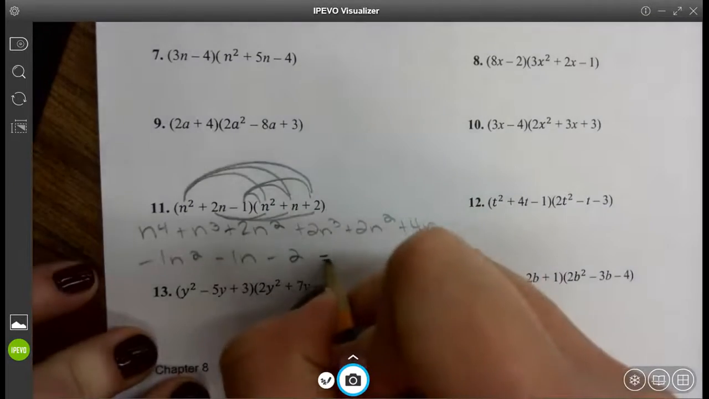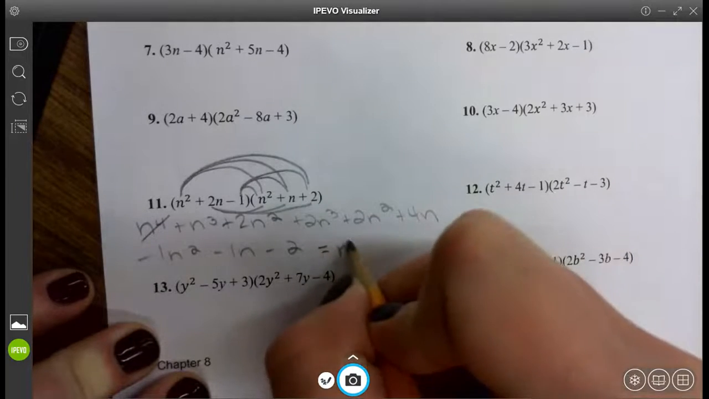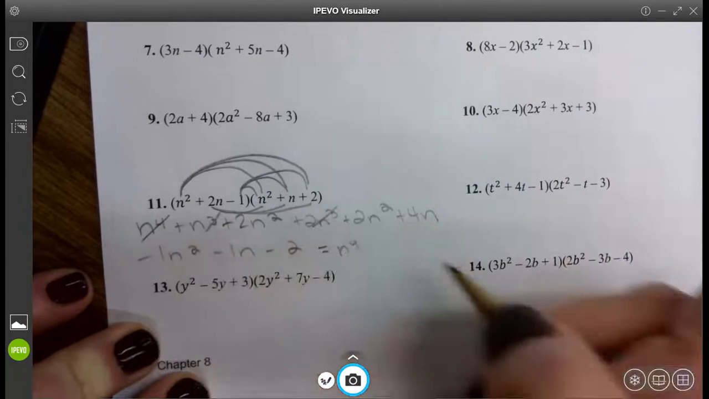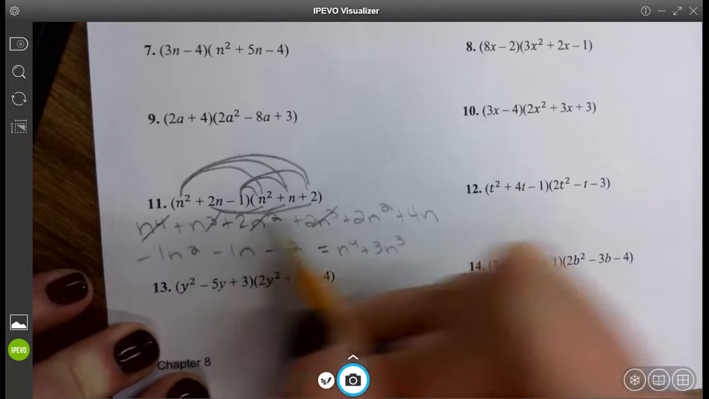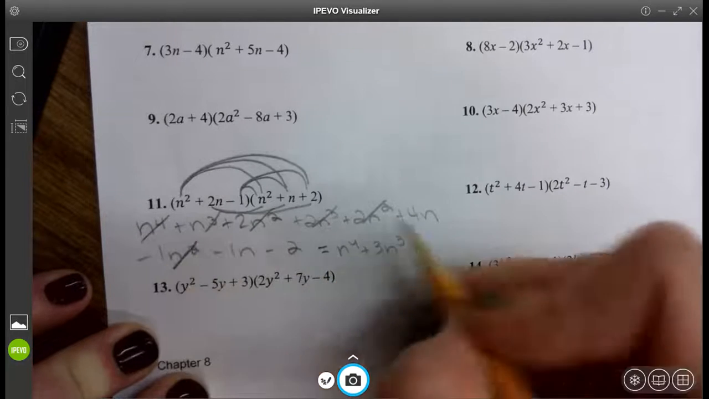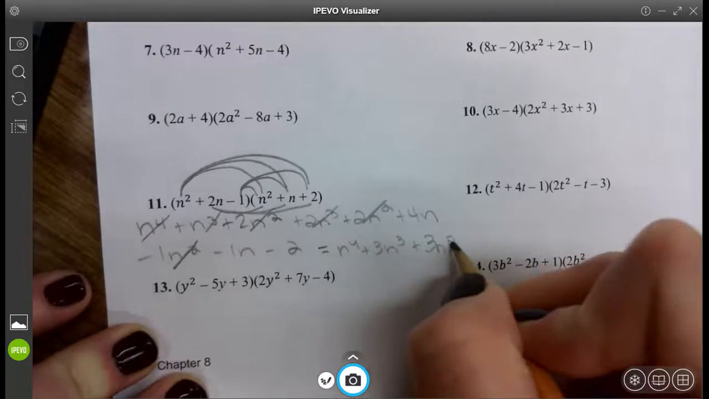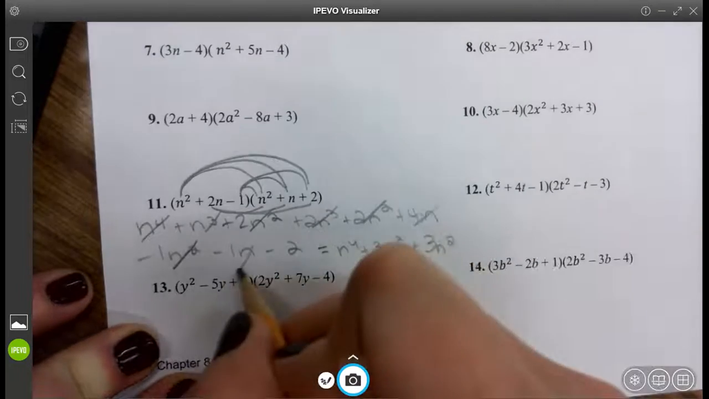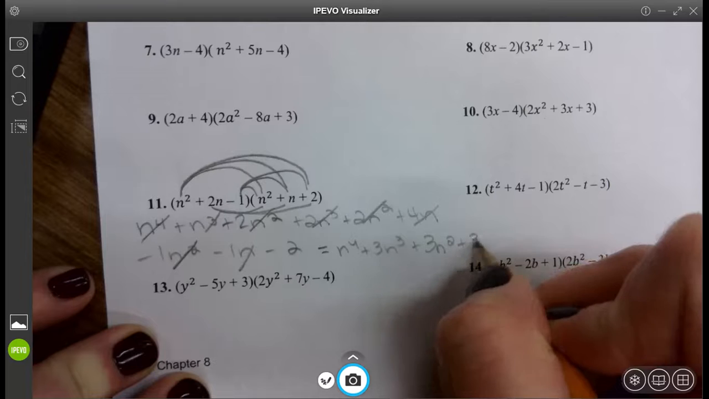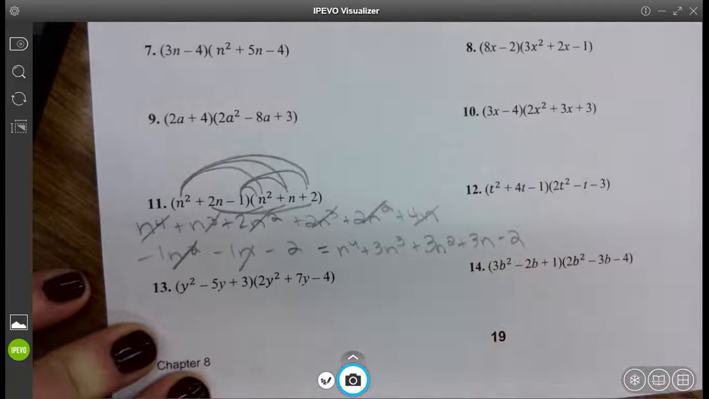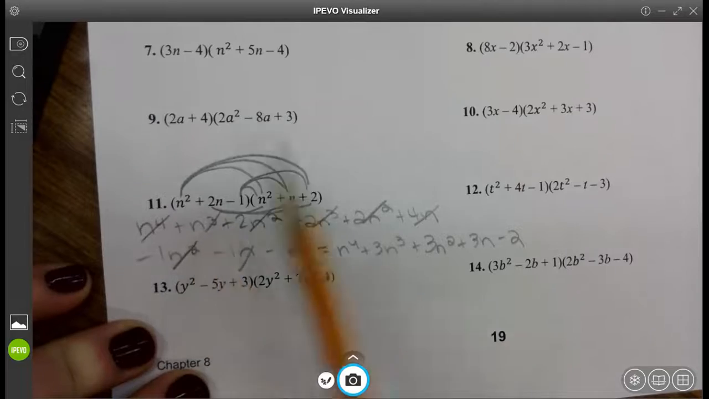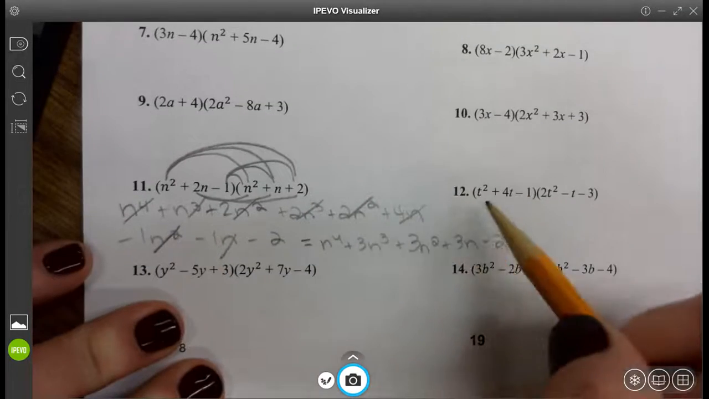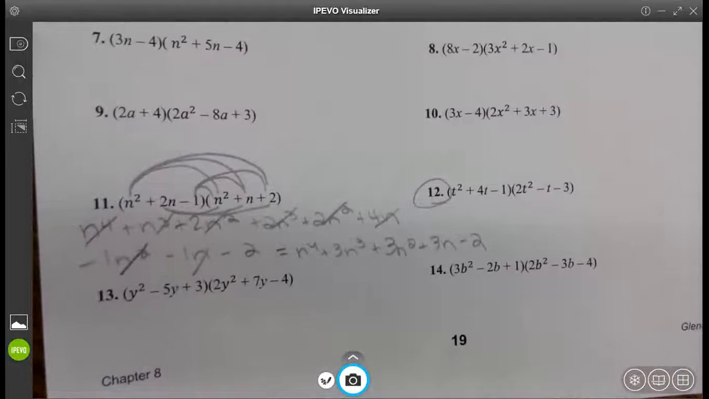When you clean it up, this is going to come down to n to the 4th, 3n cubed, then 2n squared minus 1n squared is going to be 3n squared, and then 4 minus 1n is a 3n, and then minus 2. It's the exact same process. It's just a lot more exponents. So that's the only difference. So last problem, you try 12, pause the video, try it, and then watch me.